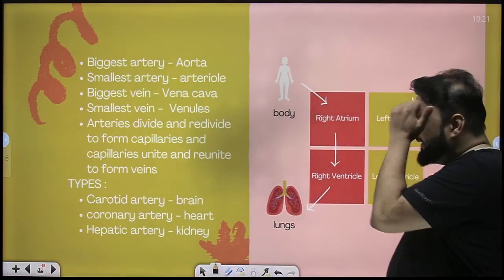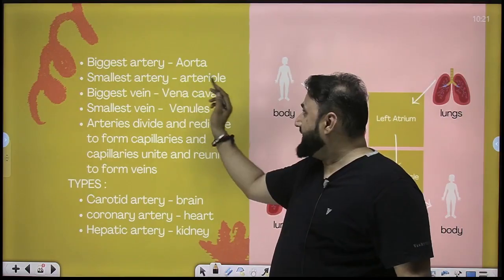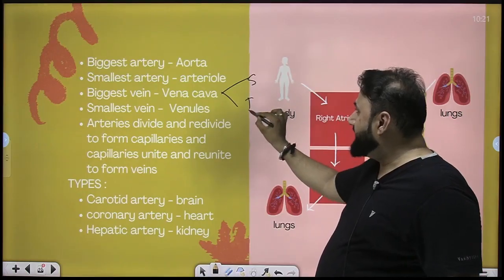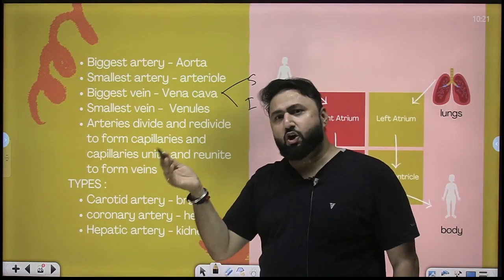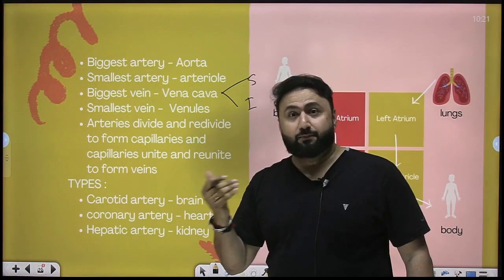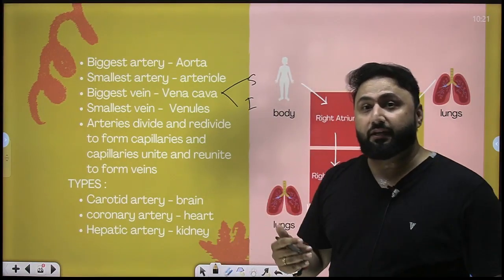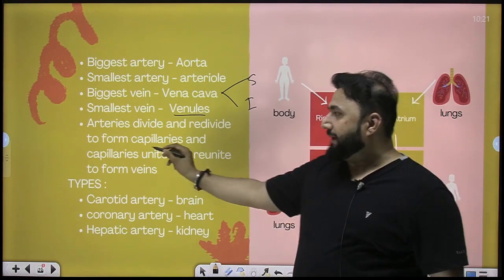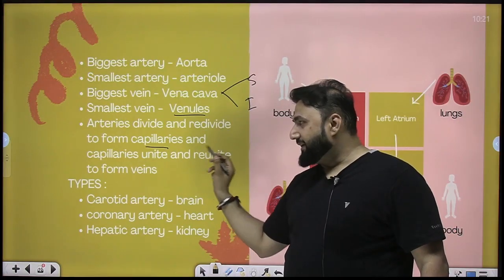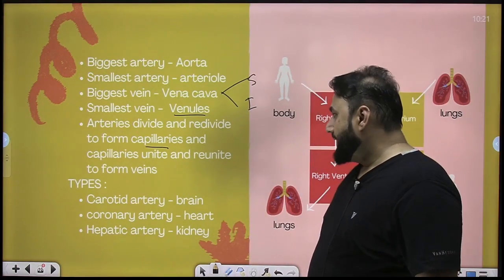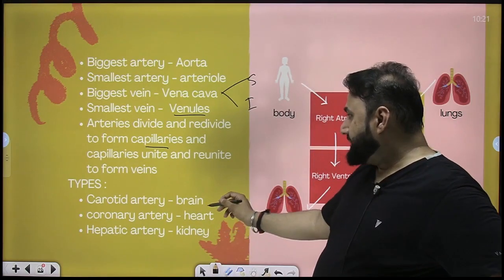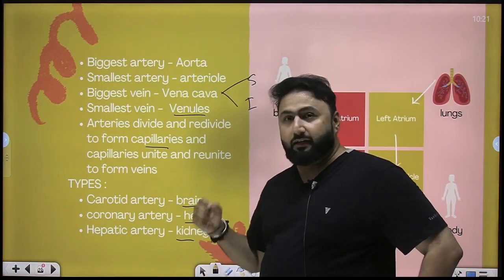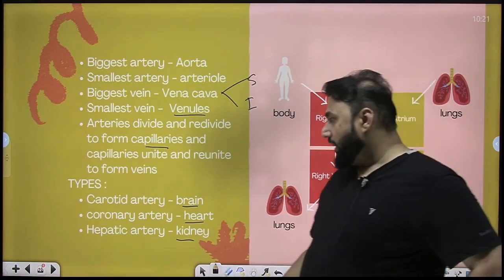As I told you, the biggest artery is aorta, smallest artery is arteriole, biggest vein is vena cava. Here also we will be having the superior vena cava and inferior vena cava. Parts above the heart would be collecting deoxygenated blood from superior vena cava, and parts below the heart would be collecting deoxygenated blood from inferior vena cava. Okay, smallest vein is venules. Arteries divide, redivide to form capillaries, and capillaries unite and reunite to form veins. Okay, so types of carotid artery is brain, coronary artery is heart, and hepatic artery is kidney. So wherever, the names would be changing according to the organs.